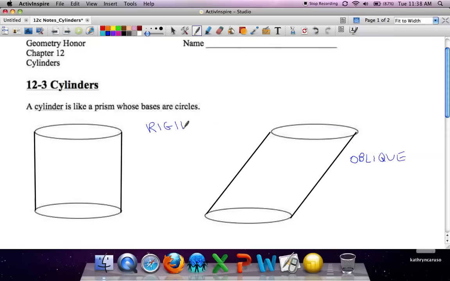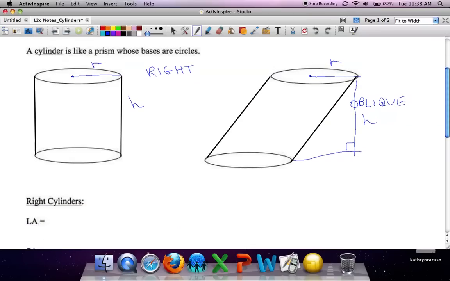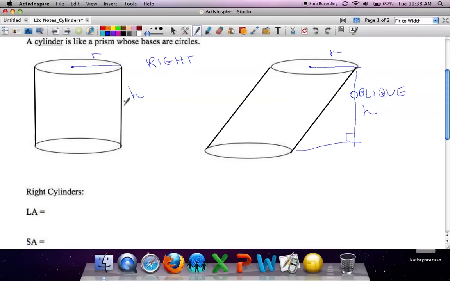We are really going to be dealing with right cylinders for most of the conversation, although an oblique cylinder has a radius and a height. A right cylinder also has a radius and the height, which is the altitude between the two bases. Given those two bits of information, we can find the lateral area, which is the area of the sides.